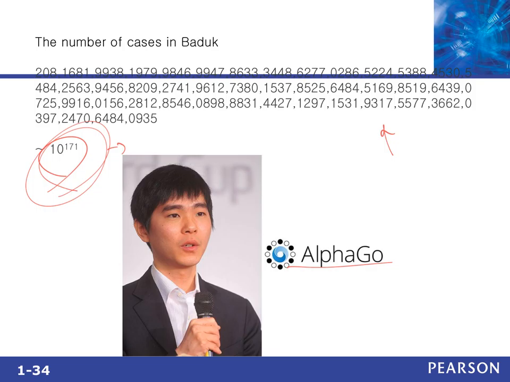Again, in this case, people try to introduce some statistical method to simplify the calculations, and this is why this computer program can have a better performance, better intelligence than the human players in the case of Baduk game.